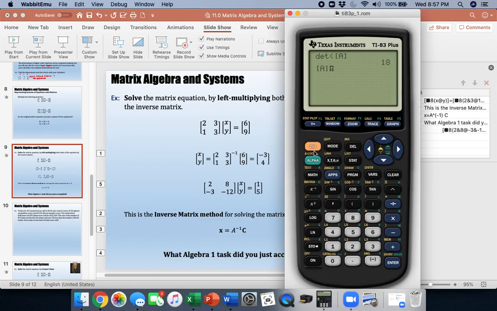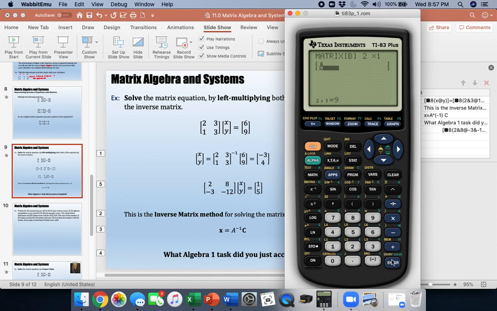So in my calculator, I put 2, 3, 1, and 3, and then I also put in the answer matrix. Again, we did this last year, so you can look back at it in your notes. And put in the answer here.